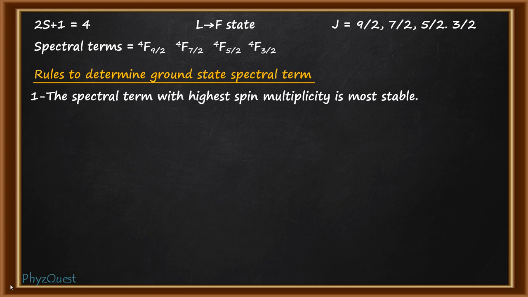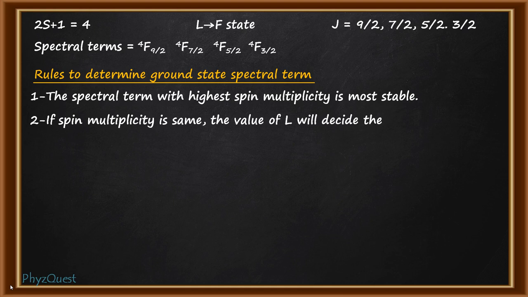Now if you look at the four spectral terms, each of them has the same spin multiplicity, that is 4. So from this rule we cannot comment on which of them belongs to the ground state. So second rule is, if the spin multiplicity is same, then the value of capital L will decide the ground state. Here, the lower the value of capital L, the lower will be the energy state. Now in the given case, all the spectral terms have the same capital L value. That means all of them are in capital F state. So this rule also does not help.